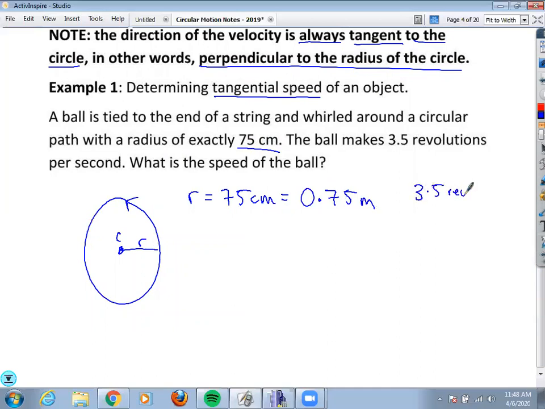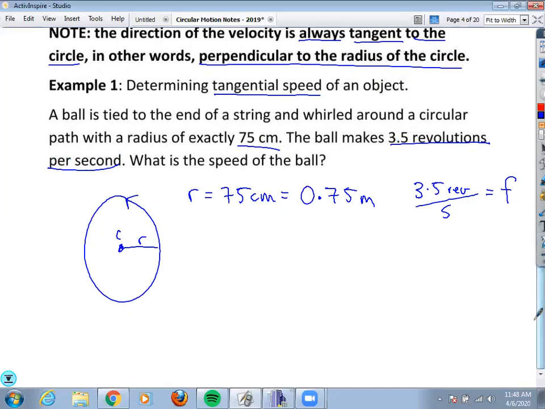3.5 revolutions per second. That sounds like a frequency. Remember, frequency is the number of revolutions per second. If it said it takes 3.5 seconds to make one revolution, then that would be the period. So in this case, the 3.5 is frequency. It's important in these questions that you note the difference between frequency and the period. So what is the speed of the ball?